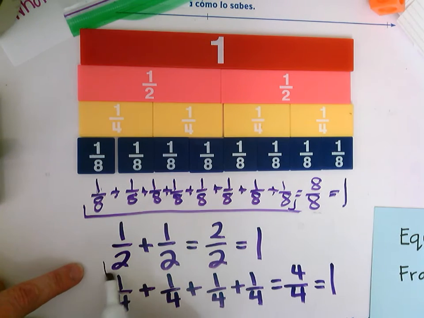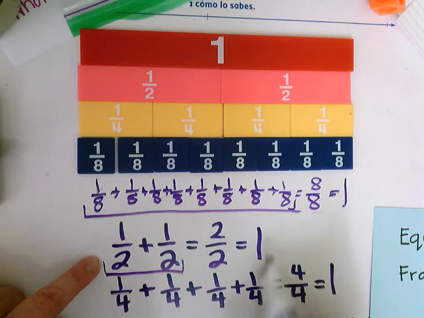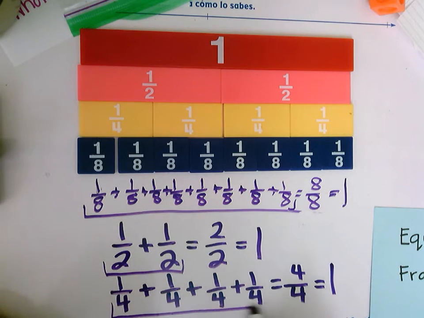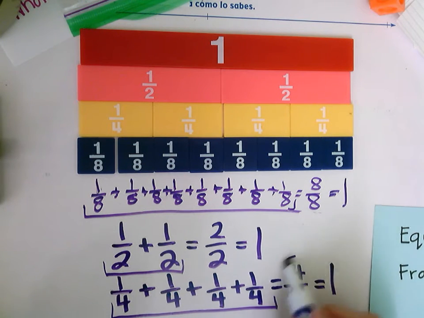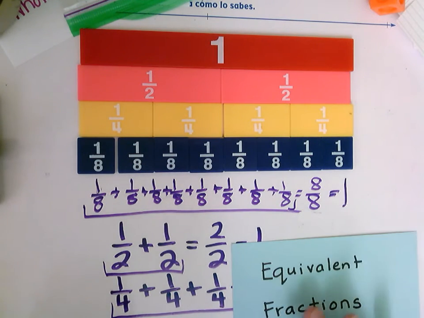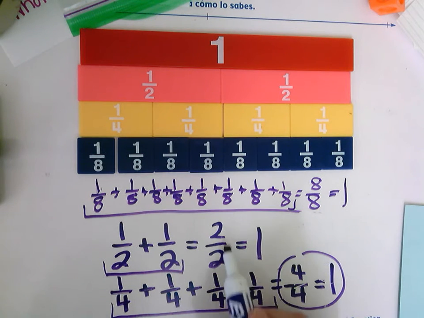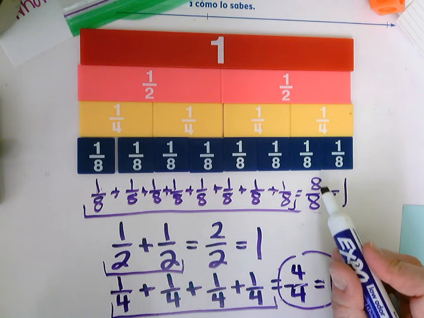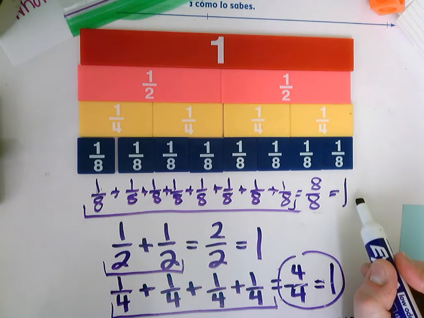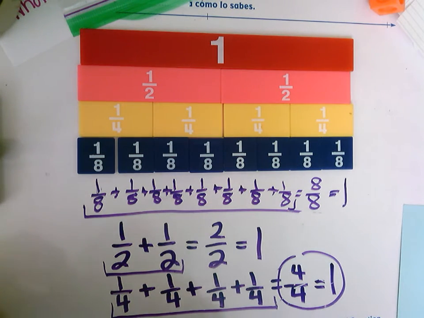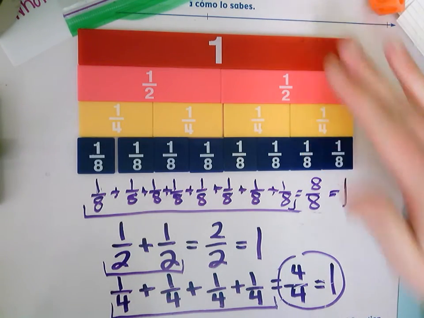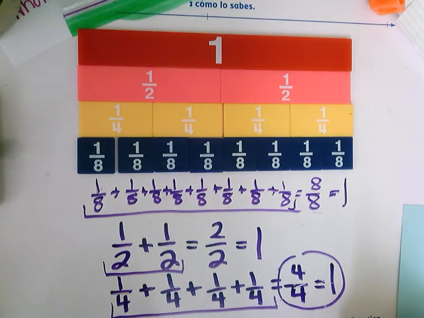If I have 2 halves, that's going to equal 1 whole. If I have 4 fourths, that equals 1 whole. So these are all equivalent. 4 fourths is equivalent to 1. It's equal to 1. 2 halves is equivalent to 1. It's equal to 1. 8 eighths is equal or equivalent to 1. Fractions can be equivalent to other fractions as well. Instead of just equal to 1, fractions can be equal to each other.